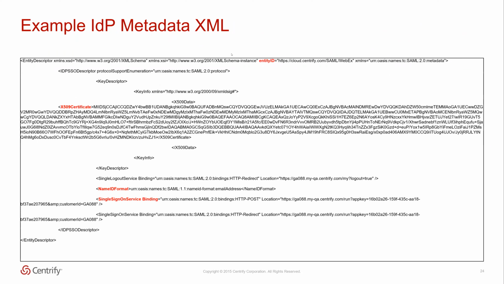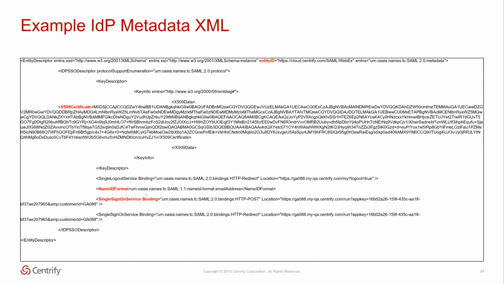So for an IDP metadata XML, the entity ID is at the root element, identifying, in this case, your Centrify tenant. And then the IDP signing certificate inside the XML is going to look like this. And if there's any name ID format, it can be specified here. And there are these single sign-on service elements. Also look at the location. That is the IDP single sign-on URL.